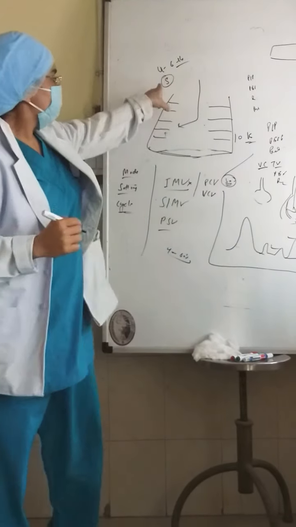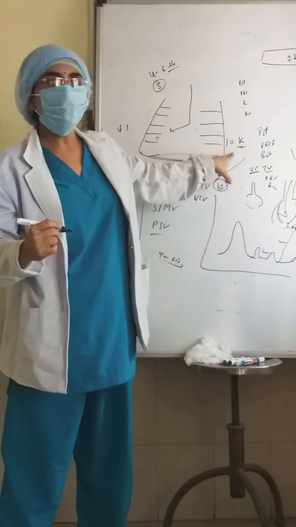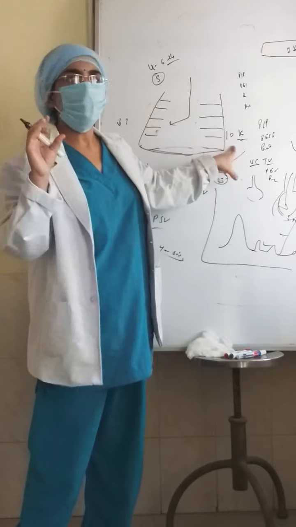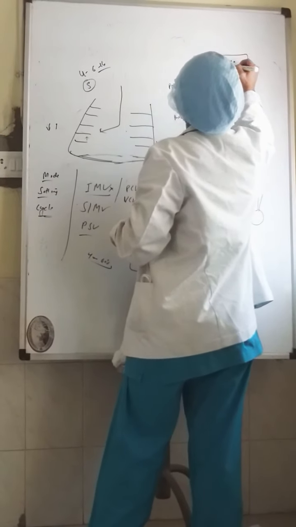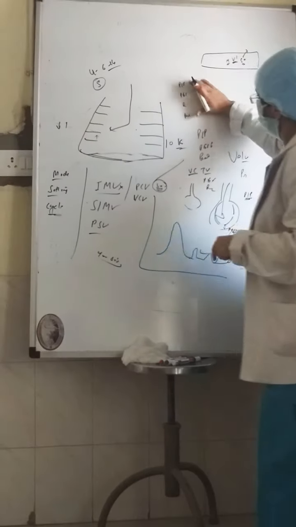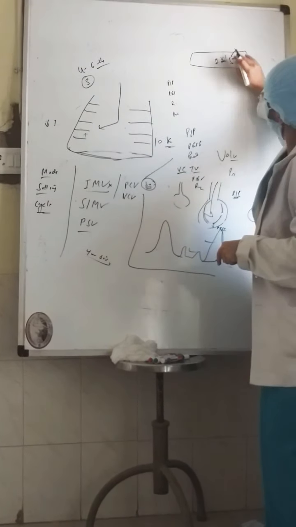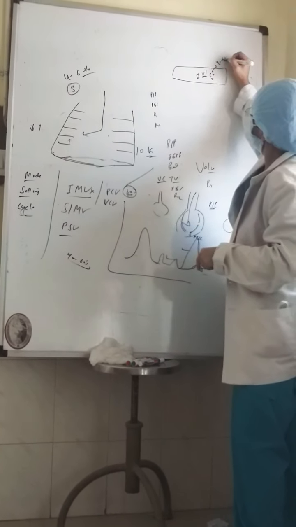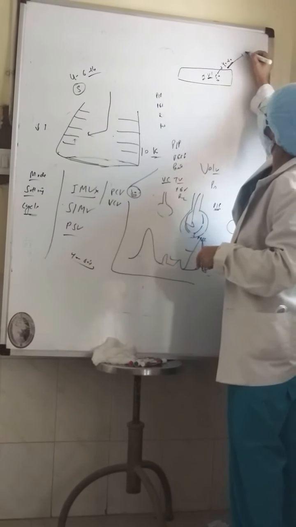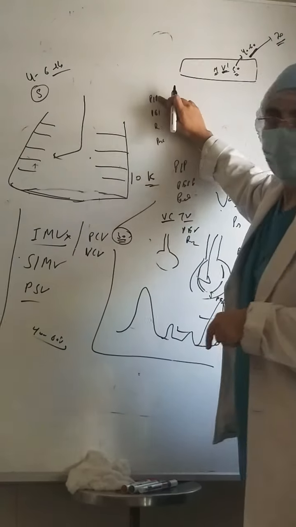So mean is 5, so 50. At least the child should get 50 ml of air in each cycle. So here we should see a value of 50 ml. It should, because it is not a volume control mode, so this will not be fixed. It will be varying from 40 to 60. It is acceptable. But when it is going beyond that, you need to decrease your PIP.